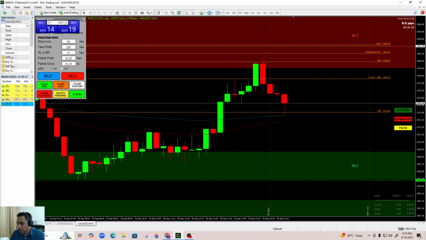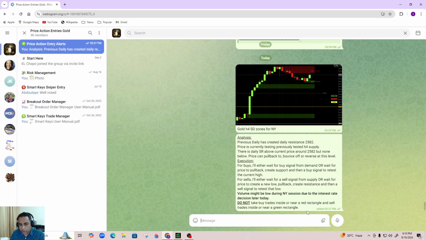Just as we said in the analysis, for sells, wait for a sell signal from supply. So that was the one from supply. The next possible trade to take was to wait for price to create a new low, pull back and create, but that hasn't happened yet. Price has not created a new low yet. So this was the trade to take if you're trading the buy or sell signals of the indicator.